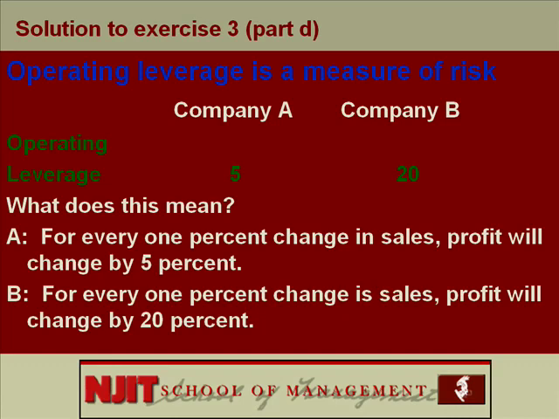So which is more risky? Obviously company B, because it's more volatile. So operating leverage measures volatility in earnings. Let me repeat. Operating leverage measures volatility in earnings. If a person is conservative, you go with company A. But if you are a risk taker, you go with company B. So it just depends on what type of person you are.